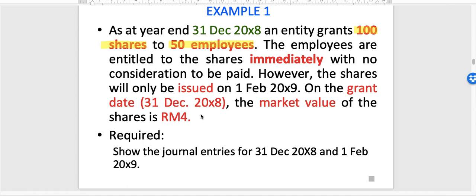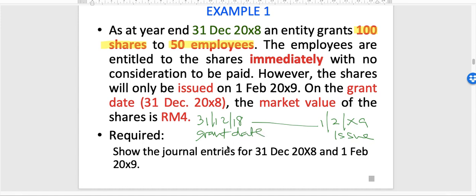So this grant was made on 31st December year 8. However, the share will only be issued on 1st February 2009. So you will issue the share here, but this is the grant date. The market value on the grant date is RM4. So what is the journal entry for 31st December year 8 when you want to recognize the stock option, and then on 1st February when you actually issue the share?